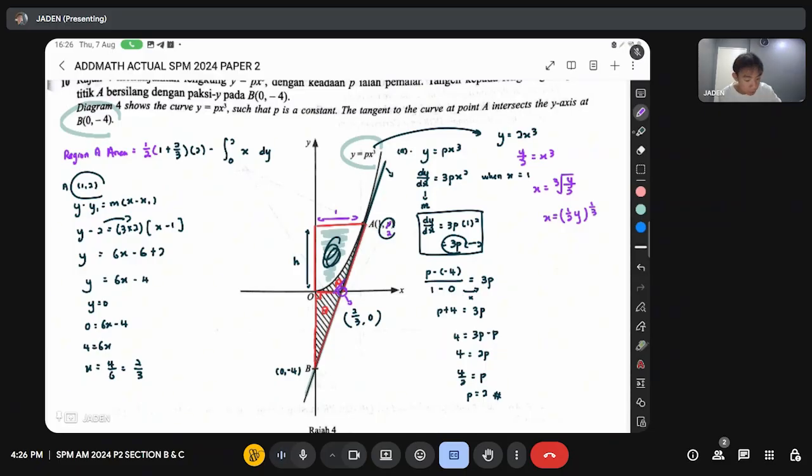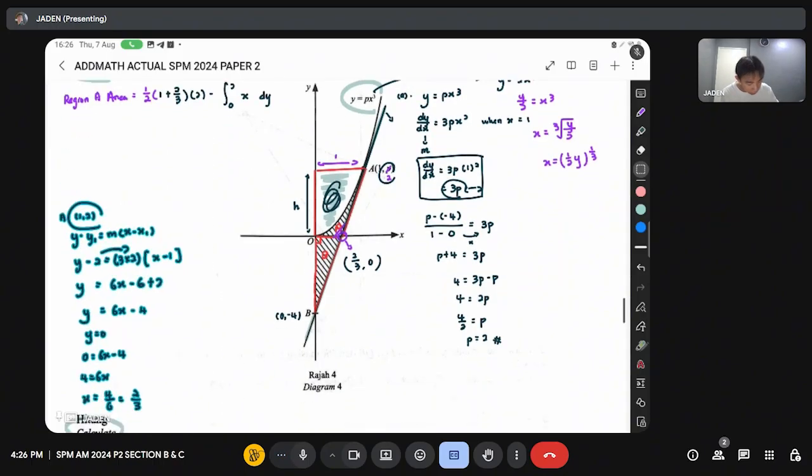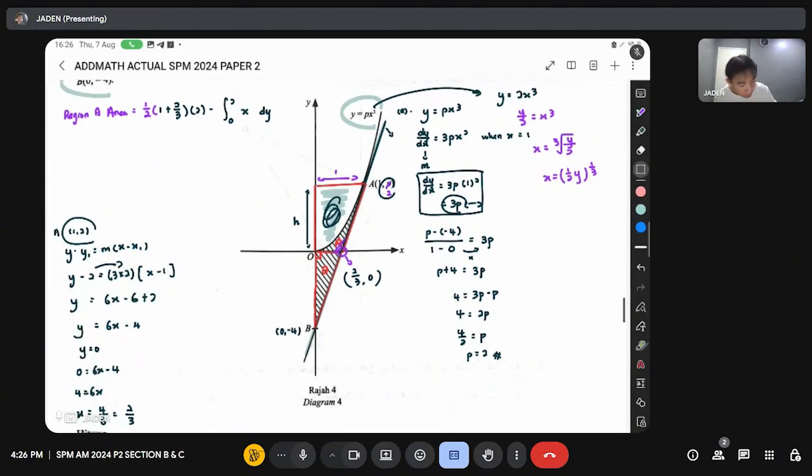Okay, I'm going to replace that into my solution. Okay, let me pull this down a bit. Let's continue here. Now this one, I will straight away get my calculator. I will end up with 5 over 3 minus the integral from 0 to 2 of (1/2 y) bracket power 1 over 3 dy.